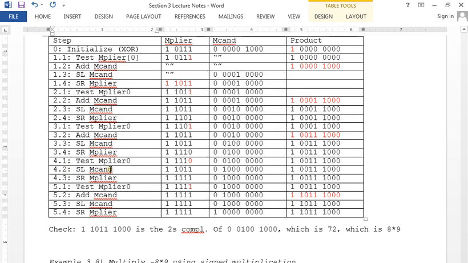How does the multiplier go from 1 1 1 0 to 1 0 1 1? Oh, because these should be 0. So now we've shifted the multiplier right. It's now a 0, so we don't add, and then we just shift left and shift right again.